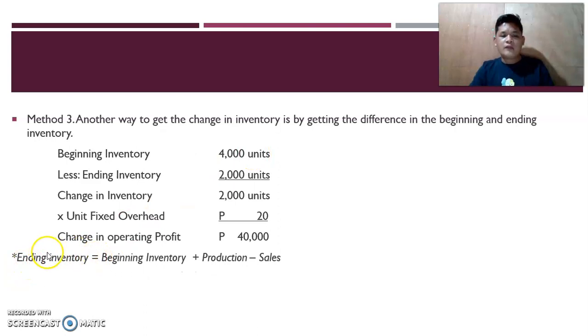To get the ending inventory, beginning inventory plus production minus sales. Nakita nyo? Ito yung beginning inventory mo. Idadagdag mo ngayon yung na-produce, or ilang units yung na-produce. Ibabawas mo na ngayon kung magkano yung nabenta. So, given 4,000 units yung beginning inventory plus 20,000 na production minus 22,000 units, you will get 2,000 units as ending inventory. So, ito na yun, class.